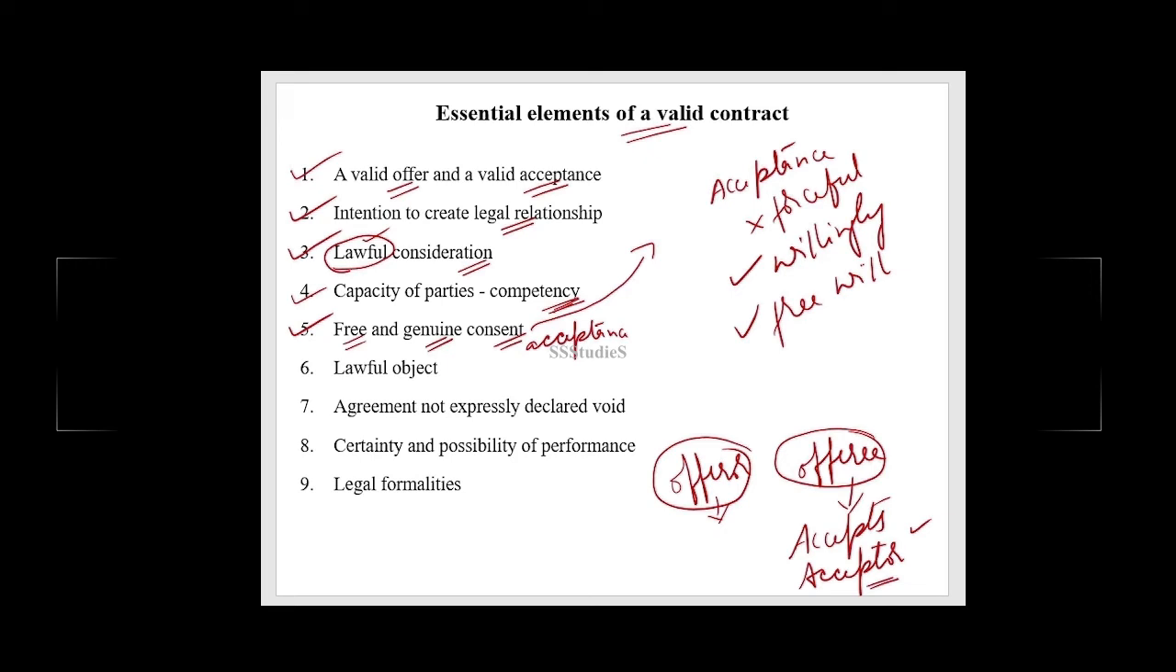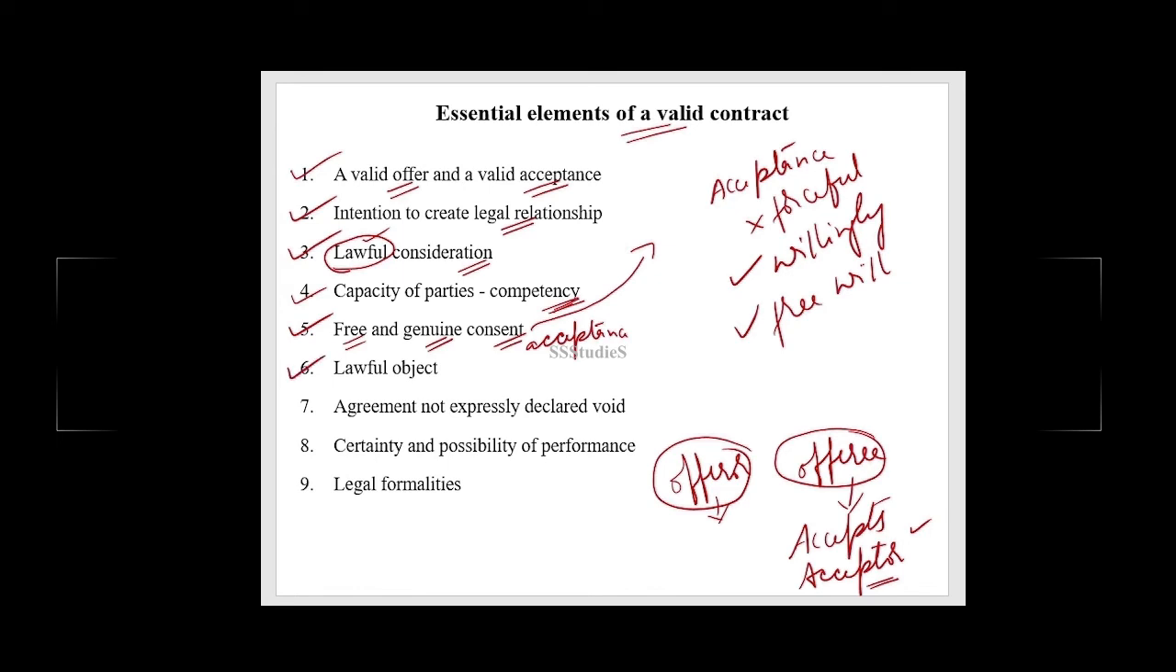Now if there is coercion, coercion means putting pressure on the individual and getting his acceptance, or if the acceptance is given by mistake, or if there is acceptance that is given by way of misrepresentation, or if there is undue influence, in all these cases the consent is not free. So one of the essential elements of a valid contract is that the consent has to be free and the consent has to be a genuine consent.